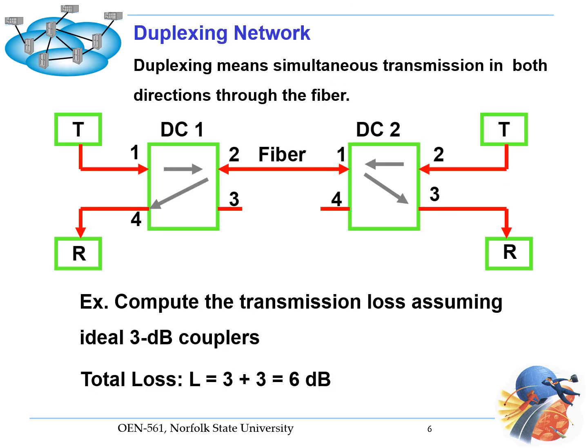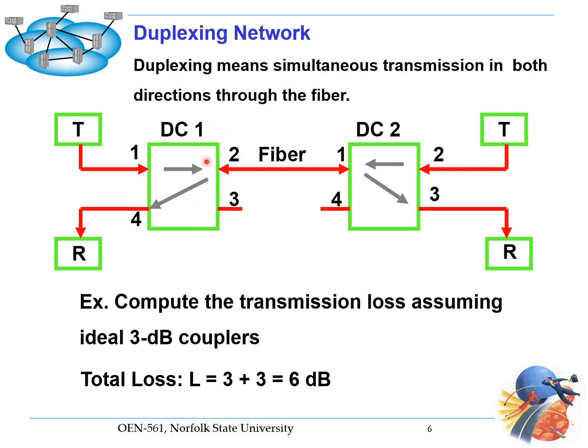With this in mind, let us build a duplexing network using two directional couplers. Duplexing means simultaneous transmission in both directions through the same fiber. As you can see here, we have a fiber, then two directional couplers, and two users. One user on the left can transmit and receive signal through two ports, and another user on the right also can transmit and receive signal using two other ports. Two directional couplers are in use.